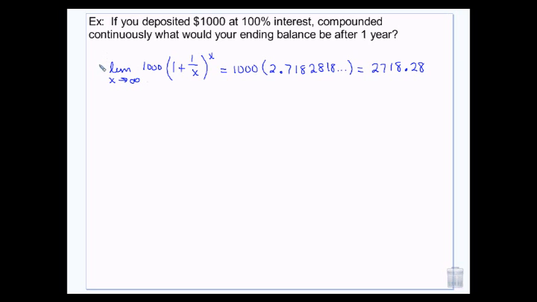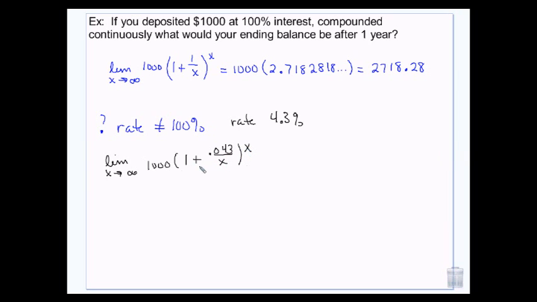And this is if we were compounding continuously at 100%. But what if our rate isn't 100%, which it's not ever, because what bank gives you 100% interest, right? It's never going to happen. What if our rate is 4.3% or anything else? Then I'm going to have this limit as x approaches infinity of 1,000 times 1 plus 0.043 over x to the x. And I don't have the math to do this as x approaches infinity.